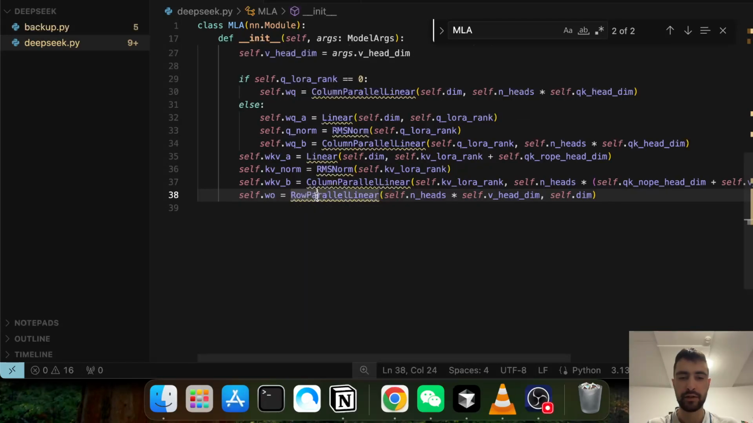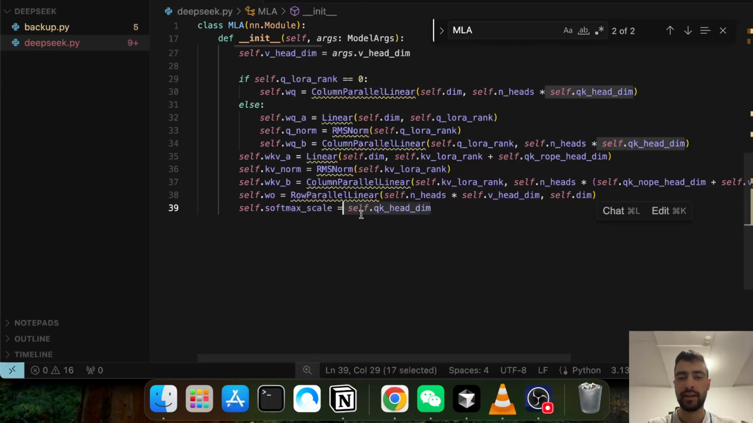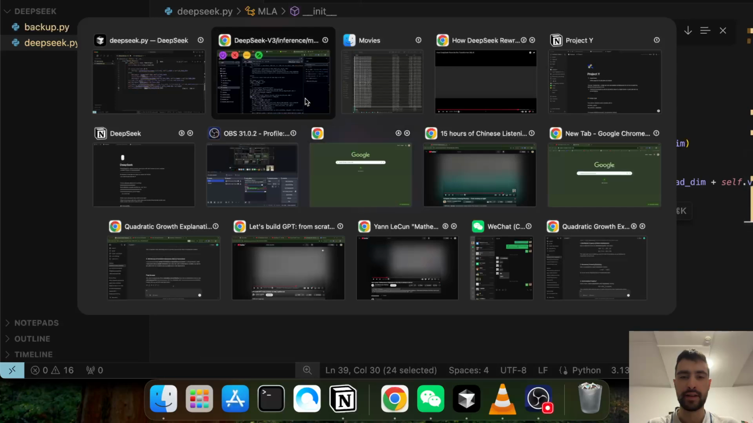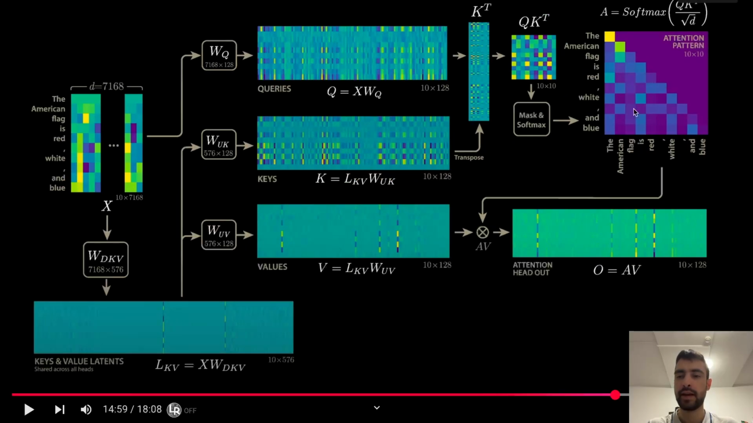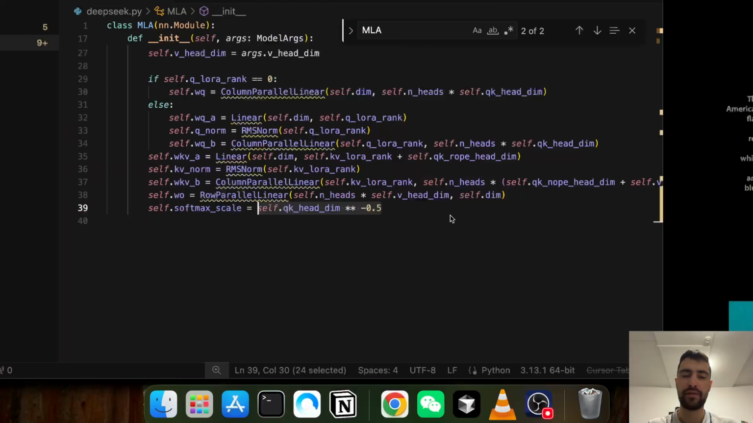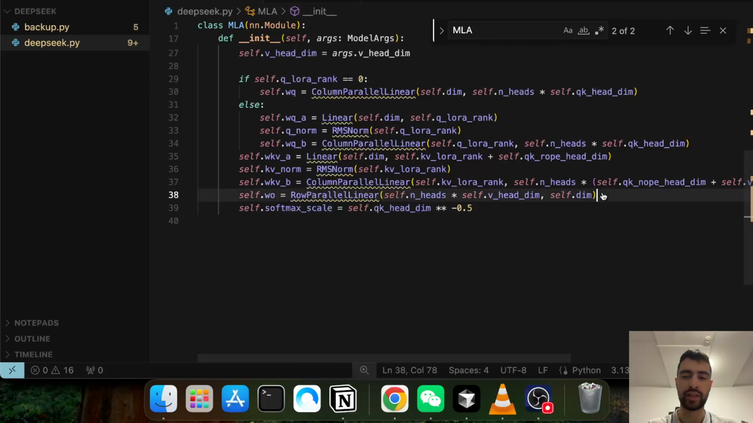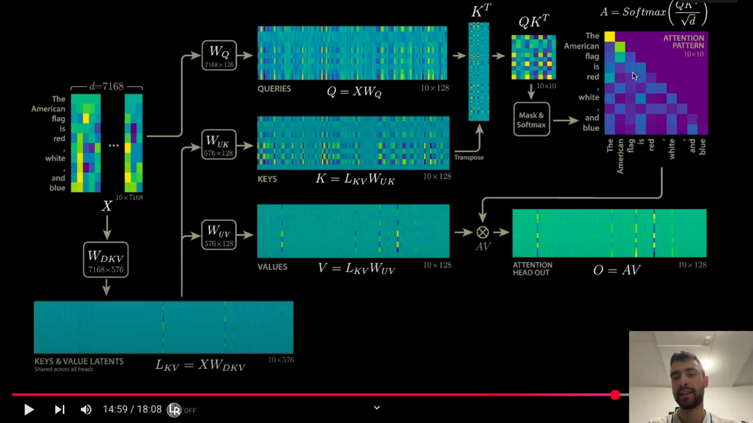And before I explain row parallel linear, let me just show softmax scale. This is the square root of number of heads that we are dividing these attention weights by here before we apply softmax. And this is going to happen way before this conversion to the output dimension. This is going to happen inside of calculating the attention scores.